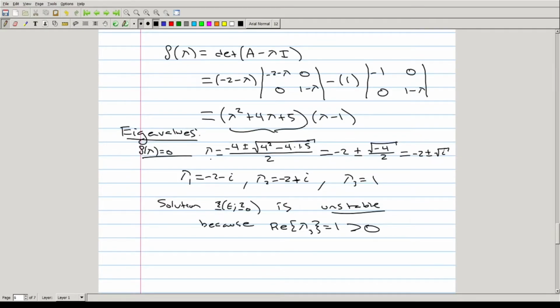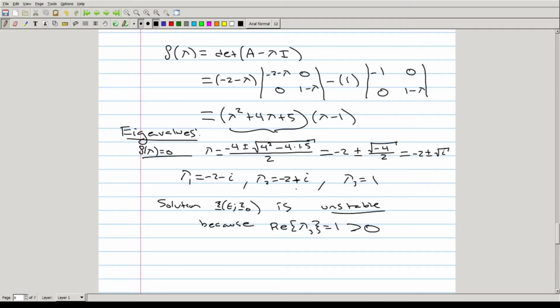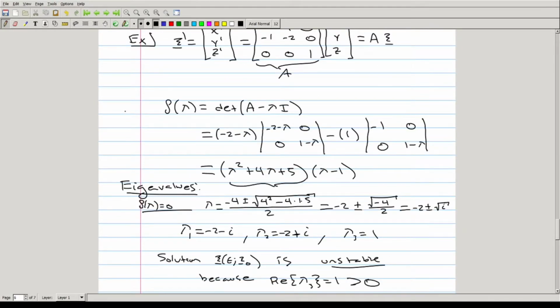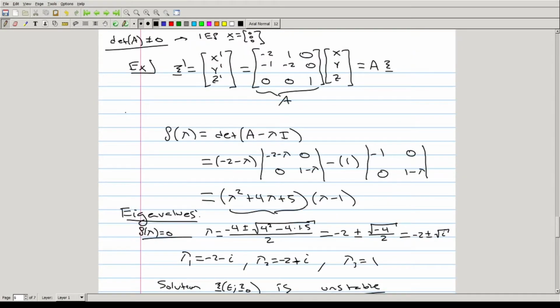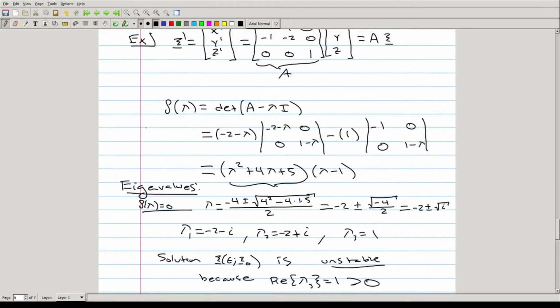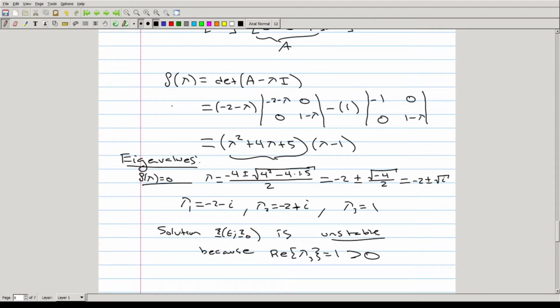Now, you can still go through and solve this directly by finding the eigenvectors for lambda 1, lambda 2, and lambda 3, and then plugging into our formula from before, the variation of constants formula, using the fundamental solution. But it's really unnecessary if we're just going to talk about the stability of the origin, the one equilibrium point for the system.